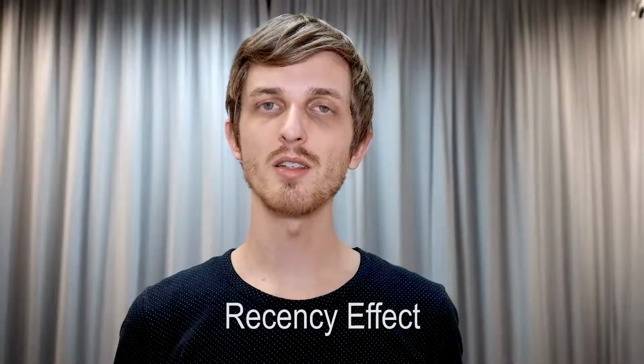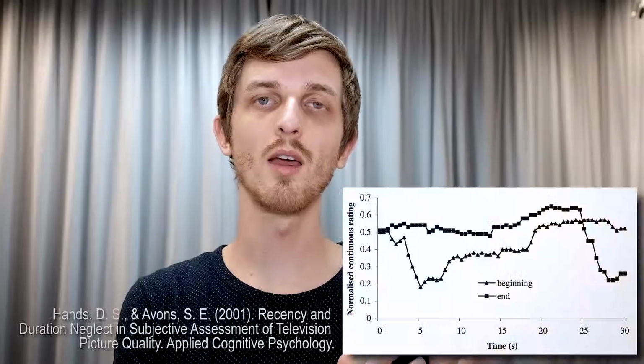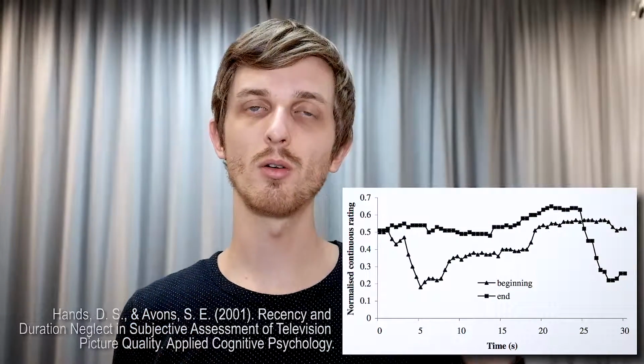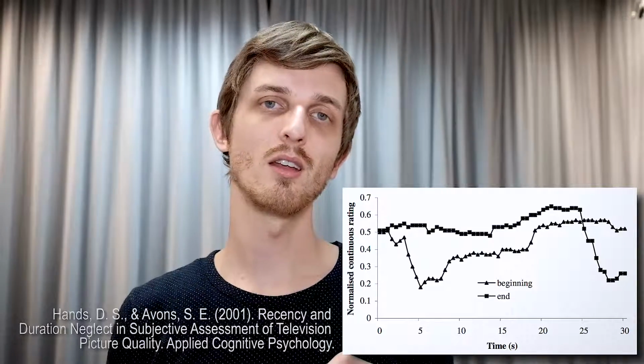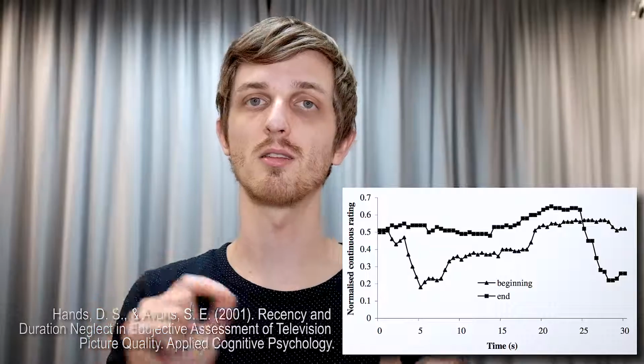Another bias is the recency effect. It explains when people rate something, they focus on the thing they last heard or saw, basically the last portions of a sequence. For example, if you play a video that has a really bad distortion right at the end, people are going to remember that more than the rest of the sequence, so they're going to rate it worse than they would have had they seen this distortion somewhere else in the sequence.